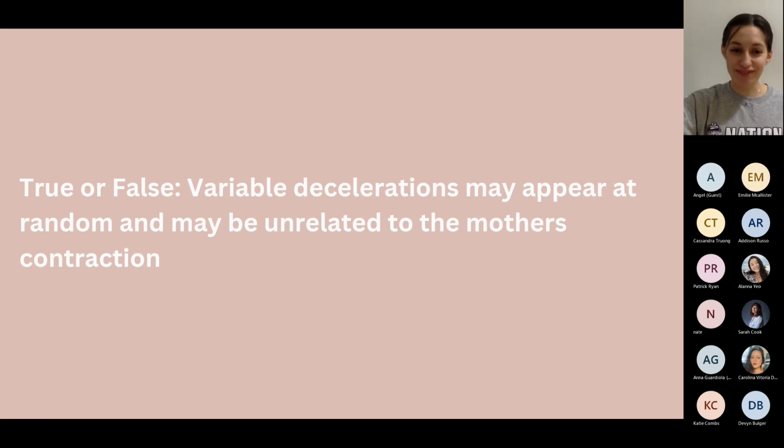Yeah, so this one is actually true, because remember, variable decelerations have to do with cord compression. So cord compression could be completely unrelated to mom's contractions. So this one was a little tricky, but remember, cord compression for the variable deceleration. So that one is true.